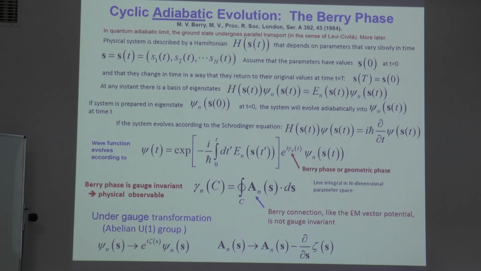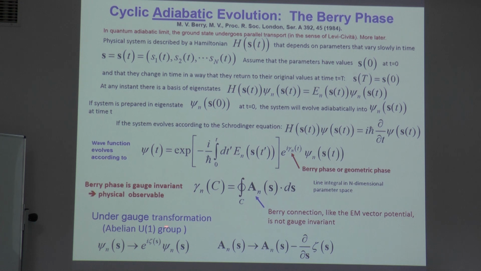And what do you get? What he showed, and I won't go through this in detail, is that the wave function basically has 2 parts. It has a dynamical phase, and then it has this geometric phase. The geometric phase, gamma n, depends on the contour that you take those parameters around, and it is the Berry connection integrated along the closed path. And this is a gauge invariant quantity, which means it's a physical observable.